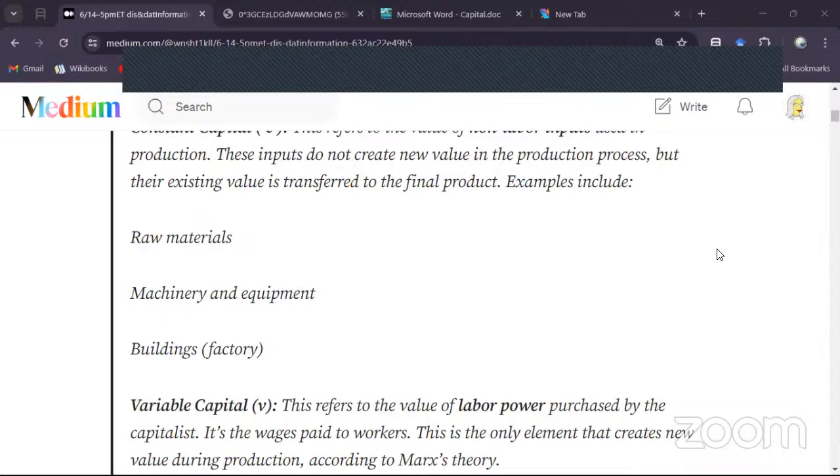This is the only element that creates new value during production. Now, this is much more complicated, but let's just accept Marx's position at the front end here: I got my paycheck, and this is the element where new value is being created because I went and did my thing on the assembly line or the production line. And so wages measure that. Now let's look at the second pair.